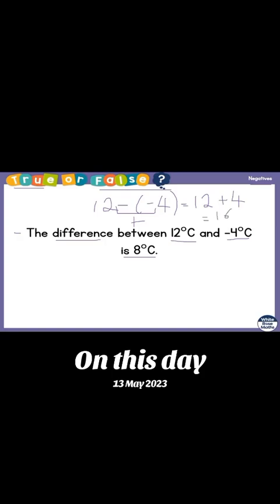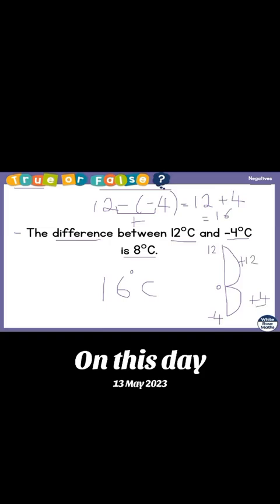So the difference between 12 degrees and negative 4 degrees is actually 16 degrees Celsius. Think of it like a thermometer. I've got minus 4 here and I've got 12 here. So from minus 4 to 0, I've added 4, and then from 0 to 12, I've added 12.